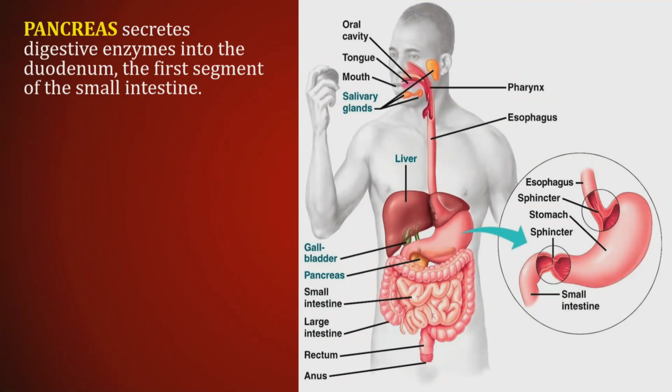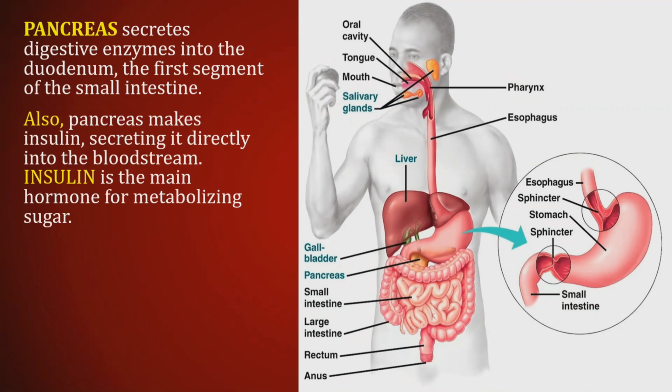The pancreas secretes digestive enzymes into the duodenum, the first segment of the small intestine. These enzymes break down protein, fats, and carbohydrates. The pancreas makes insulin, secreting it directly into the bloodstream, where insulin is the main hormone for metabolizing sugar.